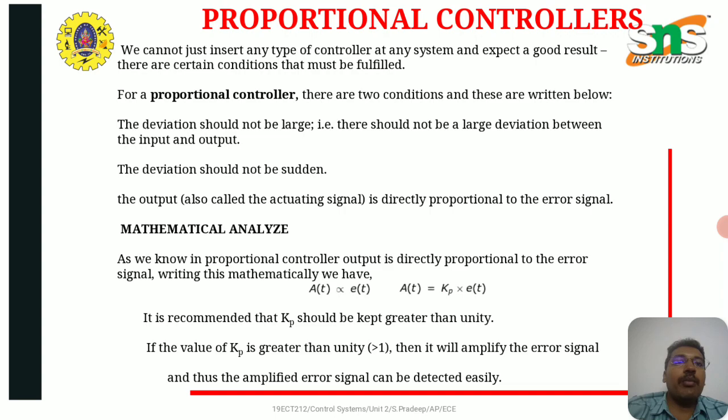As we know, in proportional controller, output is directly proportional to the error signal. Writing this mathematically, we have A of t is equal to Kp into E of t, where Kp should be kept greater than unity. If the value of Kp is greater than unity, then it will amplify the error signal, and thus the amplified error signal can be detected easily.